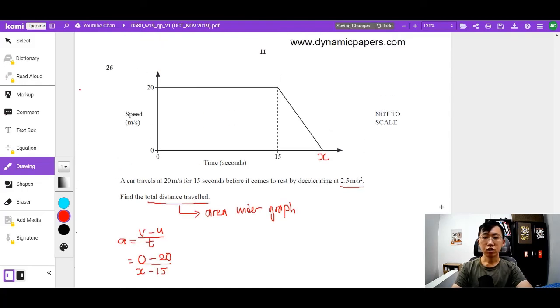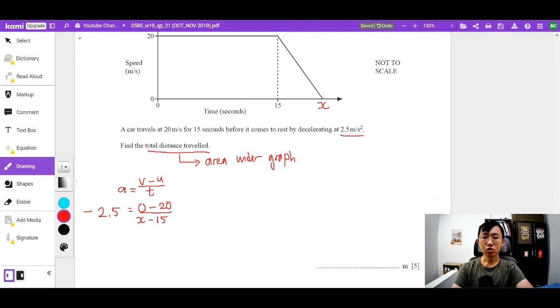Alright. So here's the next thing that you must understand. Deceleration is given by 2.5, but our formula is actually using acceleration. You see that? So we have to put a negative to show it's deceleration, followed by 2.5. Very important here: deceleration, but you're using the acceleration formula, so you have to show minus.